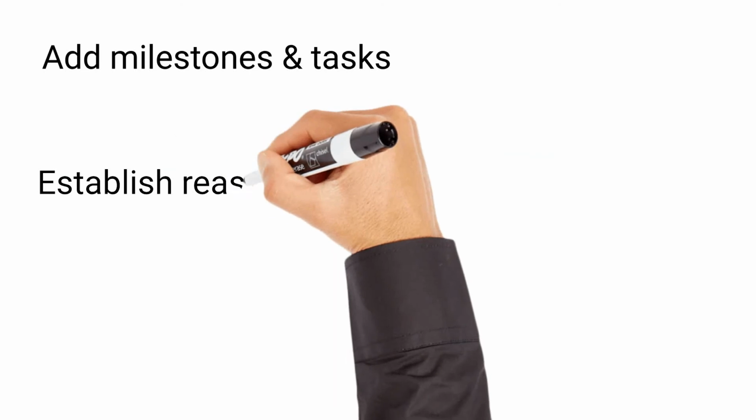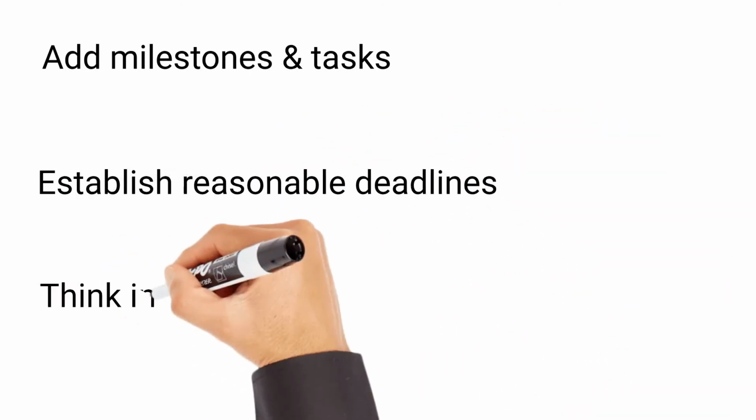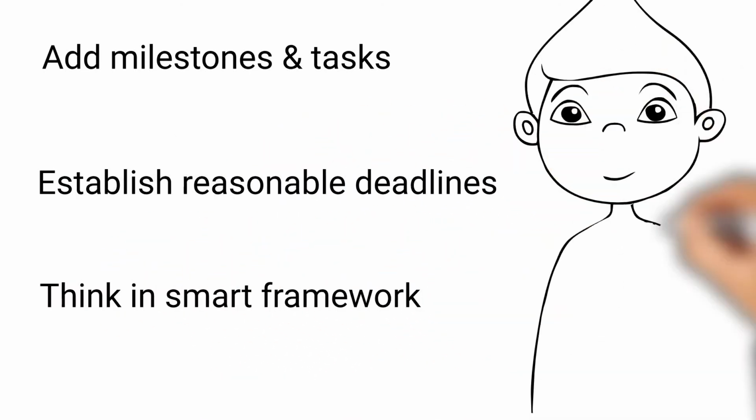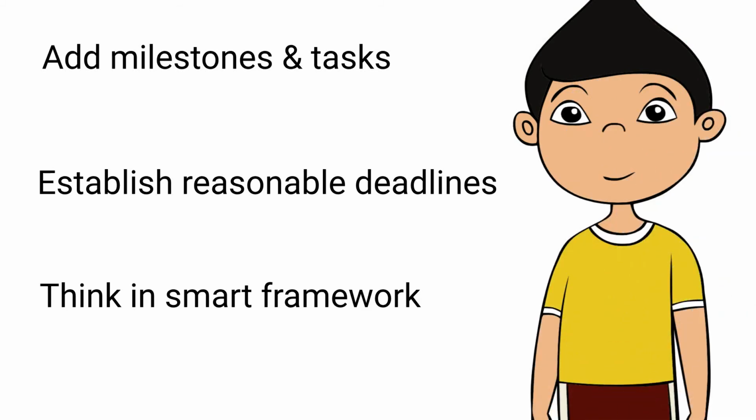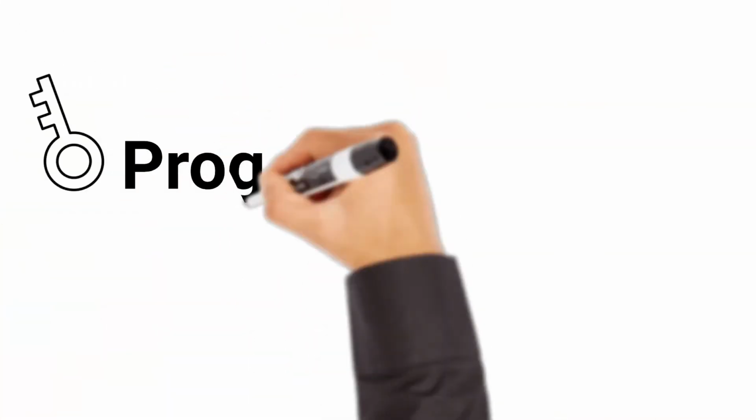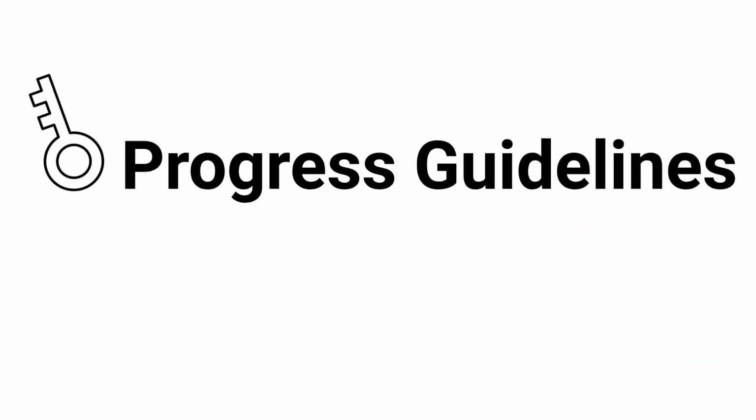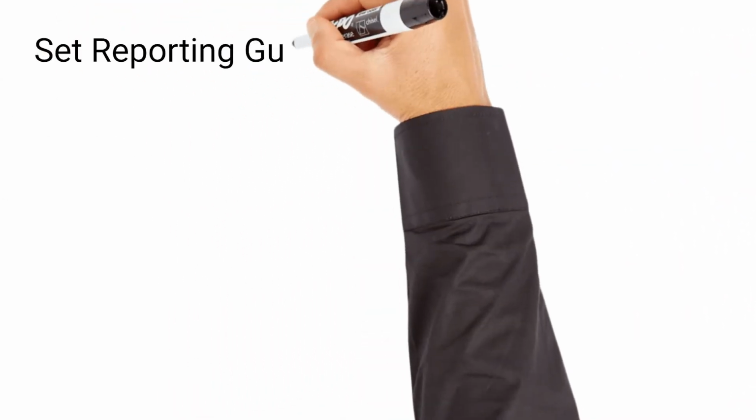Think about your milestones within the SMART framework. Your goals should be specific, measurable, acceptable, realistic, and time-based. The seventh key is setting progress reporting guidelines. These can be monthly, weekly, or daily reports.